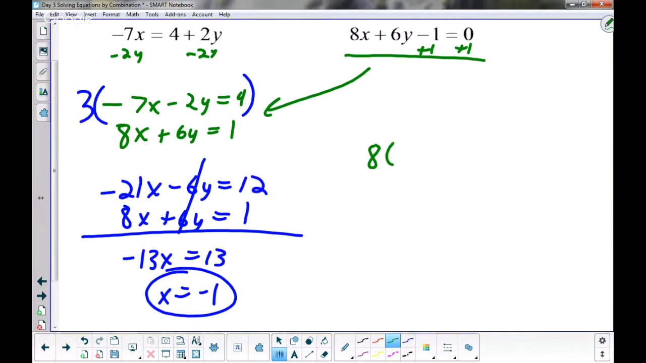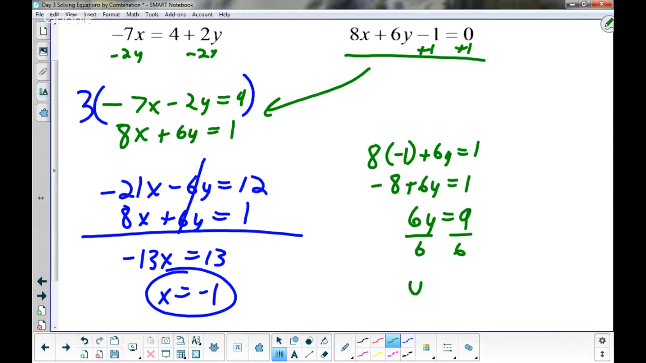8 times negative 1 plus 6y equals 1. Negative 8 plus 6y equals 1. 6y now equals 9. Divide both by 6. So y equals 9 over 6, which reduces to 3 over 2. So, of course, my answer as a coordinate would be negative 1, comma, 3 halves.